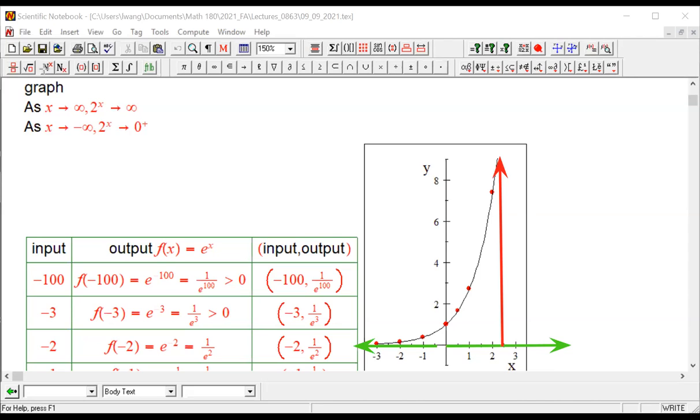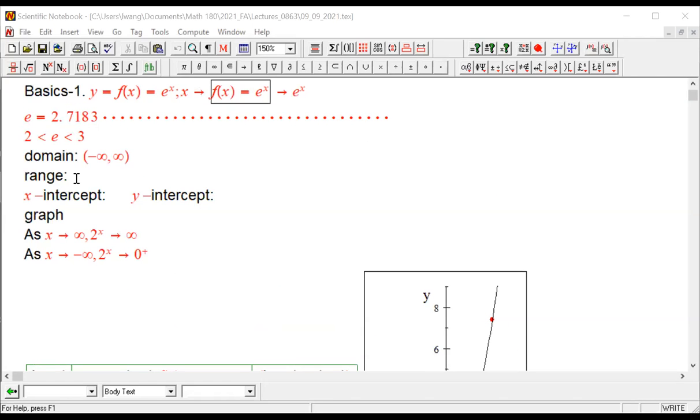So with that said and done, what is the range? What is the range?